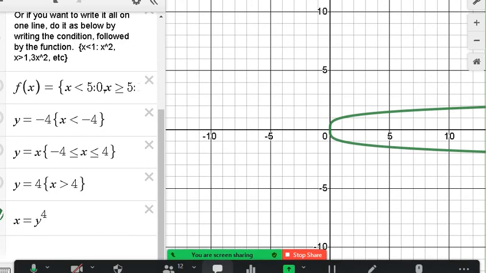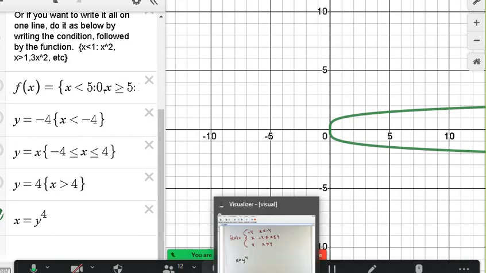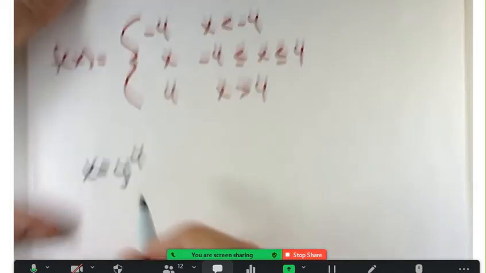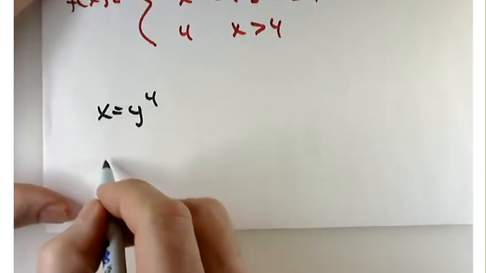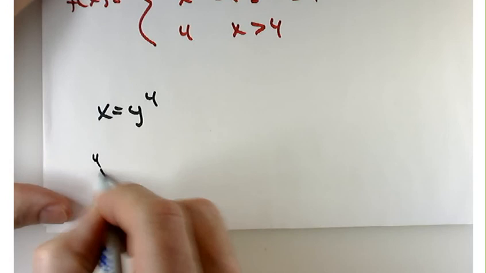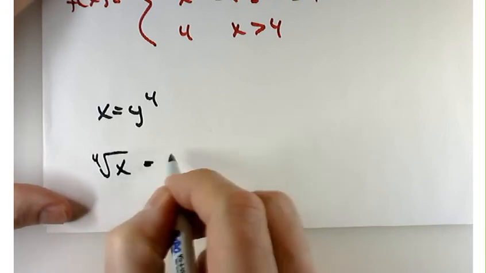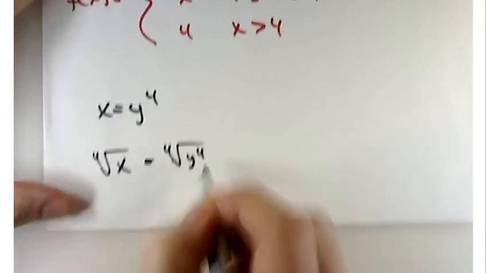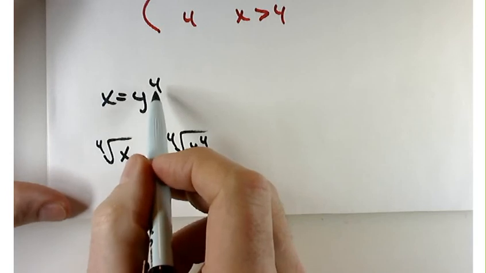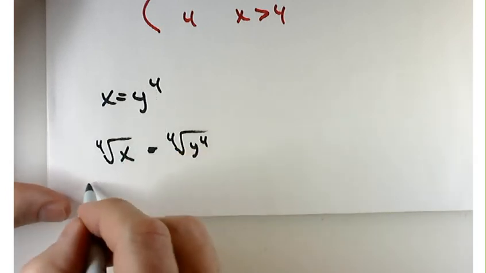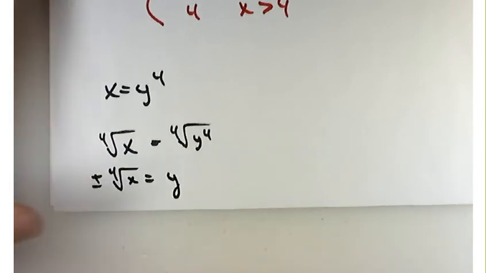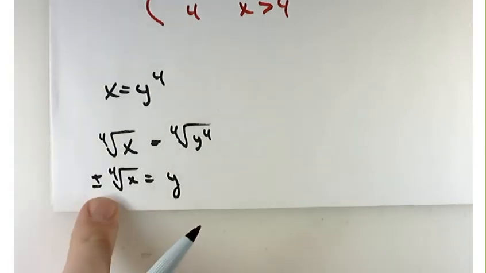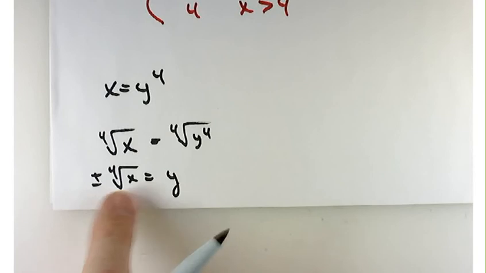Okay, so on a graphing calculator, if you insisted on doing a graphing calculator, you'd have to solve for y. So to solve for y, you'd have to take the fourth root on both sides, the fourth root of y to the fourth. And because this is an even power, you'd have to take plus or minus on both sides, or plus or minus the fourth root. And then you could graph this.